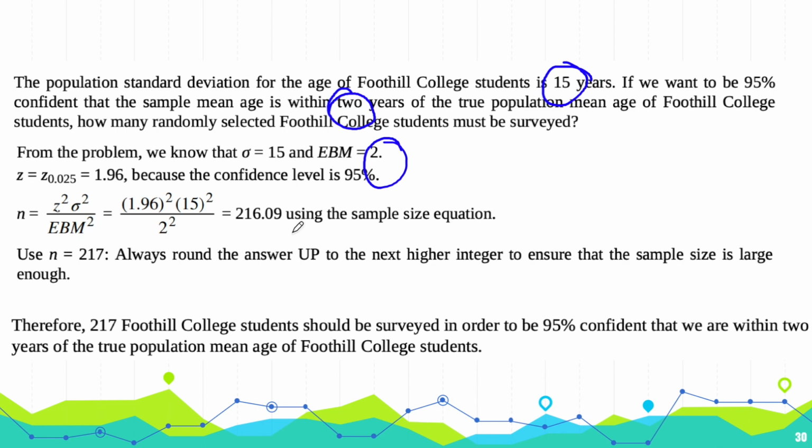Remember, people are full humans. We can't have a fraction of a human. So we need to round up. We always need to round our answer up to the next highest integer to ensure that the sample size is large enough. So we will use n equals 217. In a full sentence, that means 217 Foothill College students should be surveyed in order to be 95% confident that we are within 2 years of the true population mean age of Foothill College students.